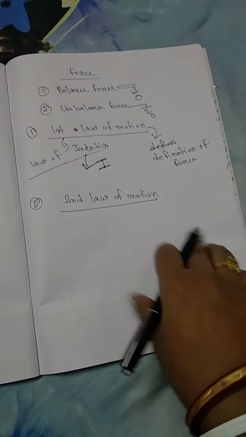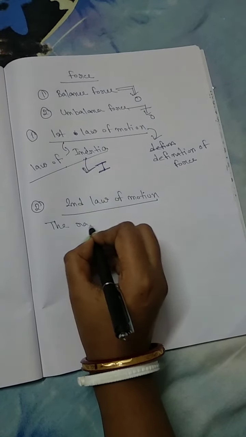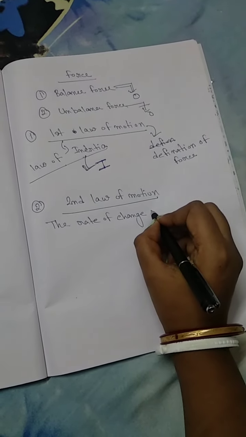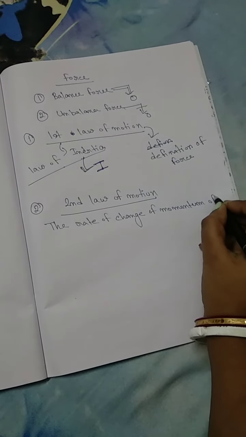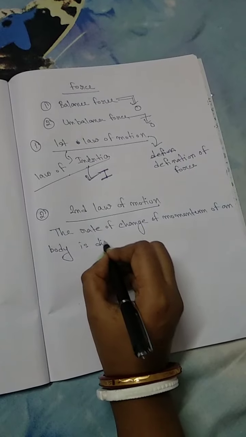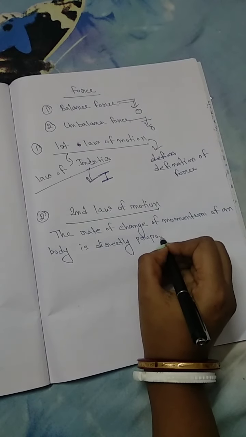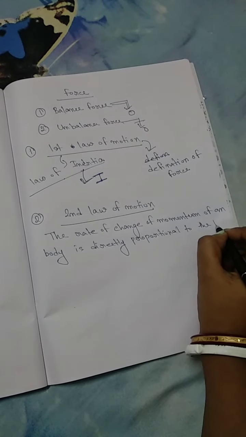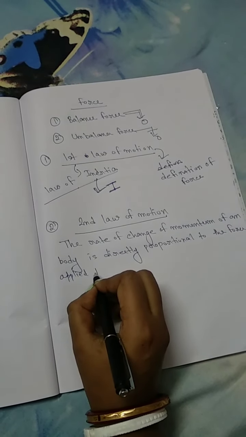What is the second law of motion? The second law of motion is: the rate of change of momentum of a body is directly proportional to the force applied to it.